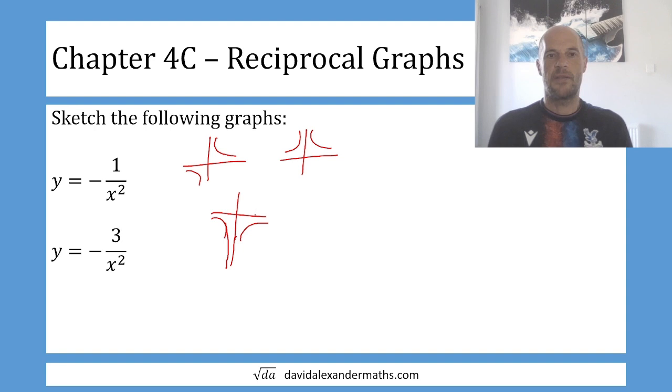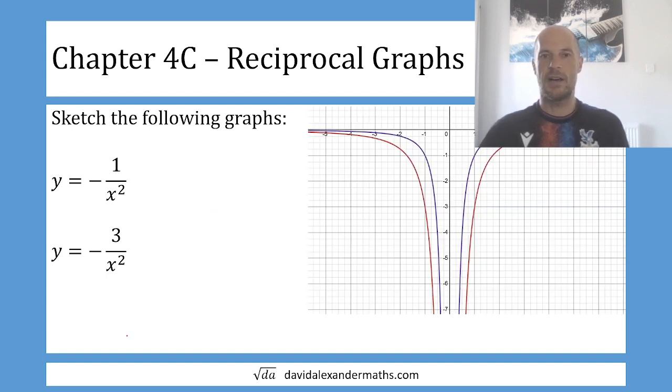So let me just draw it again because it's got a bit messy. So this is minus 1 over x squared. That could also be minus 3 over x squared, but if I were to draw both of them on the same set of axes, then minus 3 over x squared would just be further away from the origin, as you can see in this sketch here. So the blue one is minus 1 over x squared, and the red one, further from the origin, is minus 3 over x squared. And again, we can see that the x-axis is an asymptote.